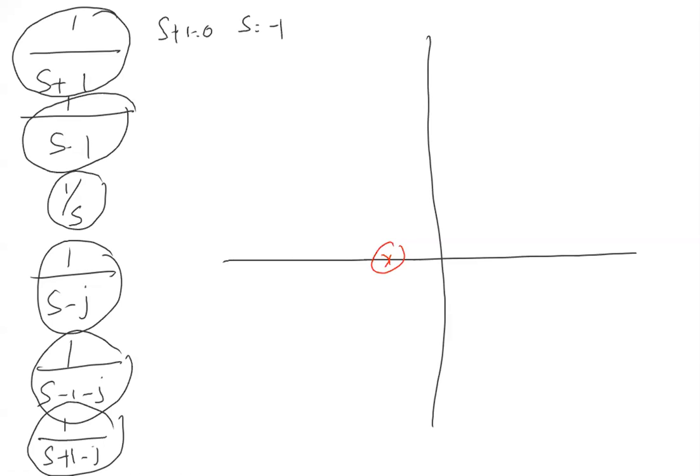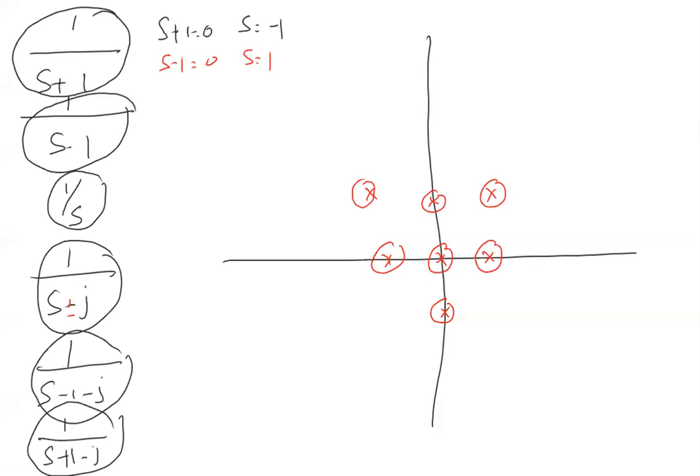What is the root here? S minus 1 equal to 0. What is the root? S equal to 1. So the root is here. Yes, the root is here. 1 by s minus j: the root is somewhere here, here or here, s plus or minus j you can take. S minus 1 minus j, where is the root? The root is here. S plus 1 minus j, where is the root? The root is here.